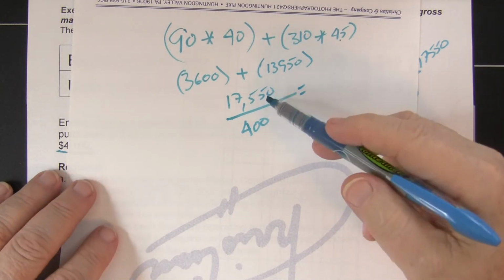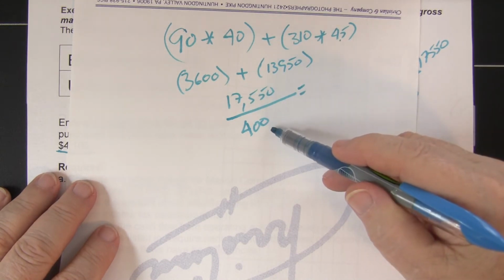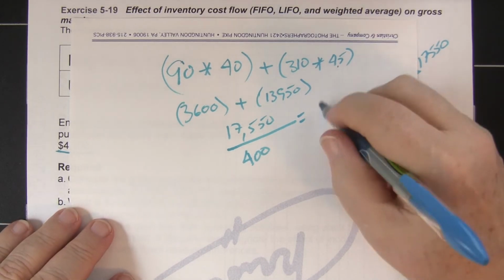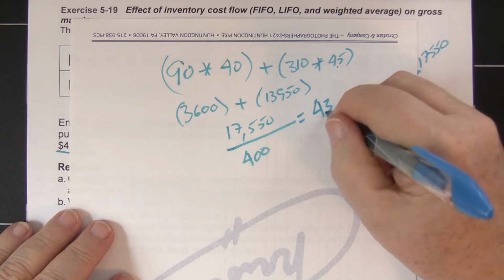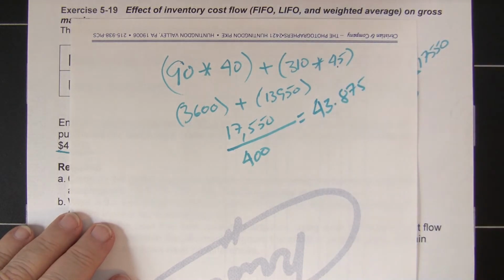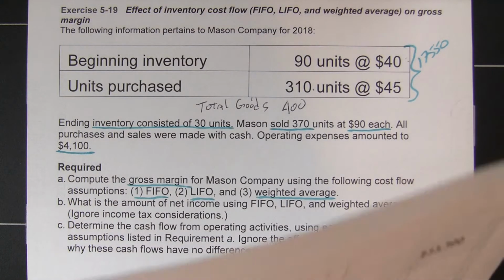We paid $17,550. We had 400 units. That works out to, if you do that math, $43.875 per unit. Okay? If you want to round it up to 88, go for it.